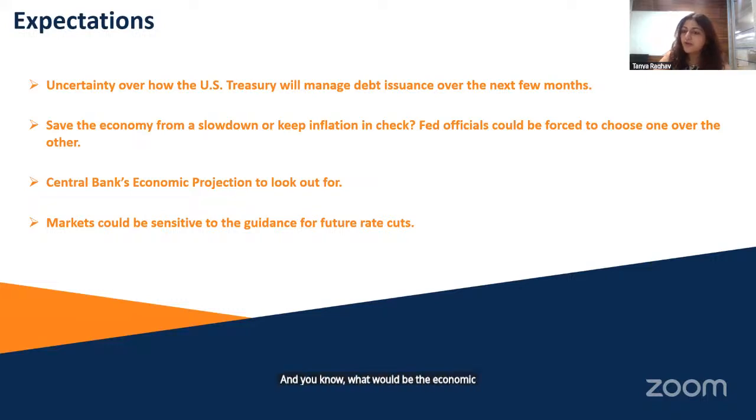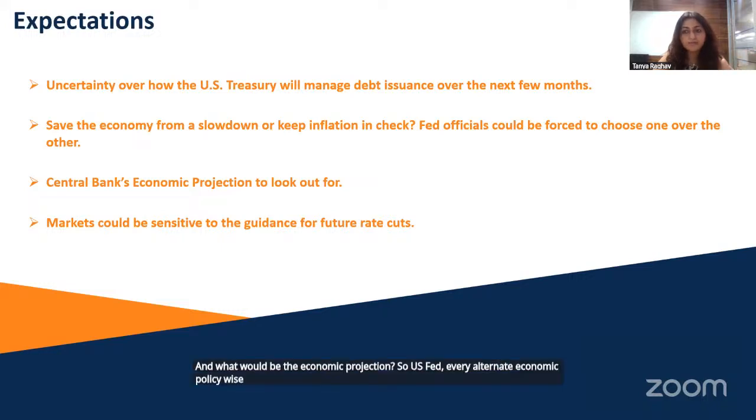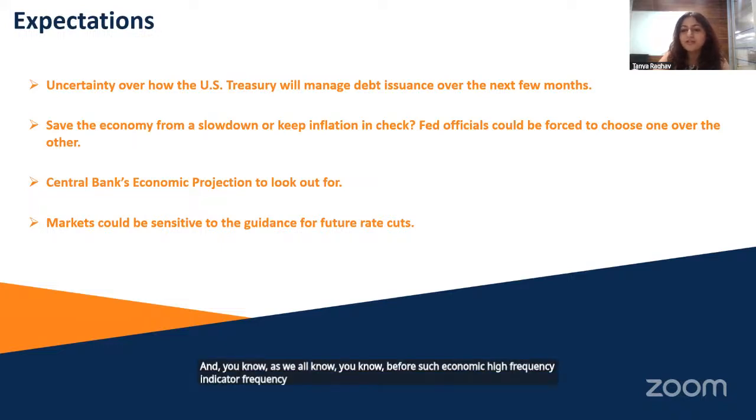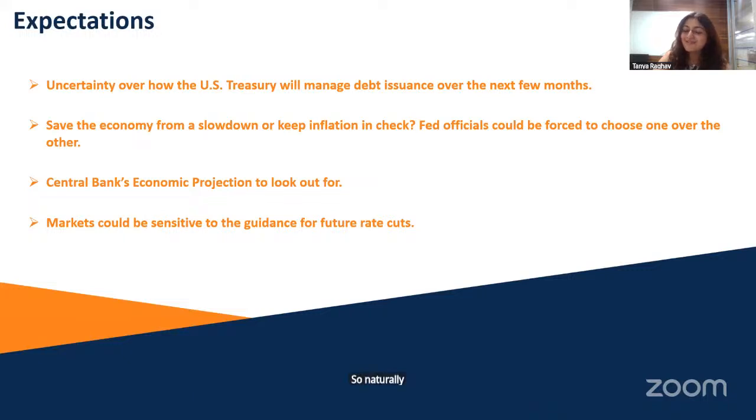Every alternate economic policy meeting in a calendar year, the US Fed also comes up with a projection, or a dot plot, wherein it projects the longer term and next year's interest rates, the US Fed rate, as well as the GDP. What likely could the GDP growth be? What likely could the inflation be? And as we all know, before such high frequency economic data points, the markets are a little sensitive, and they were looking forward to the future guidance of the US Fed.